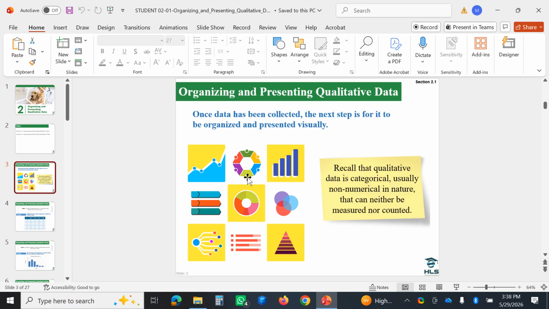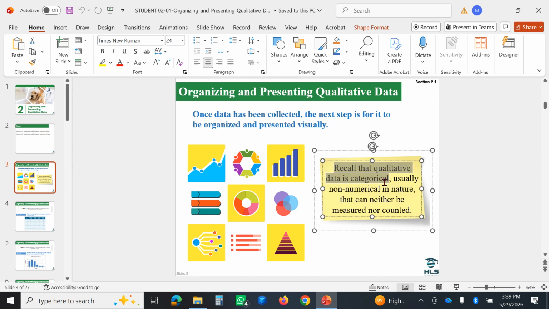Once data has been collected, the next step is for it to be organized and presented visually, right? In the previous chapters, we looked at what a variable is and qualitative and quantitative data. Here we're talking qualitative. Then we looked at types of data collection, right? So there was stratified random and just plain old random and all these kinds of ways of gathering data. And once we actually have the data, we want to organize it and let the data, the numbers sing, talk to us, right?